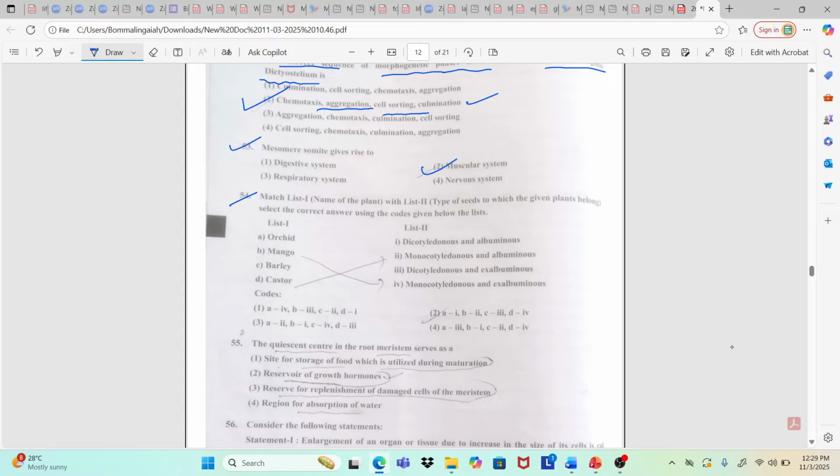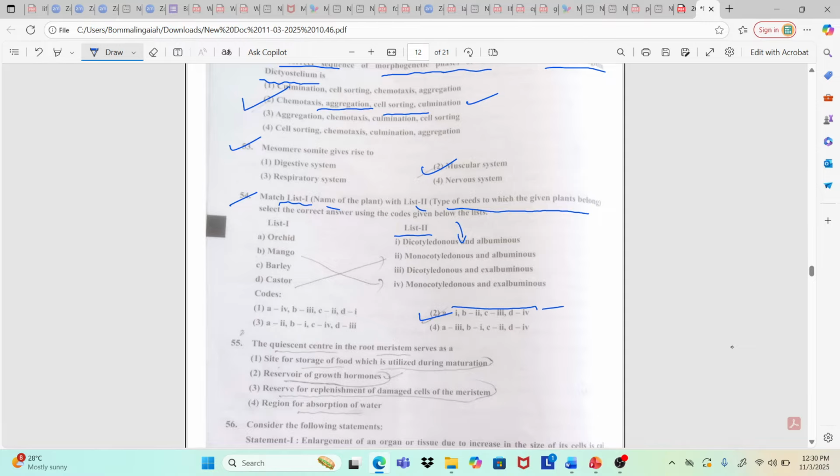The correct answer for this question is option number 2. Here, the type of seeds to which the given plants belong. In the first list, the names of the plants are given, and here list 2 is there. The correct option for this question is option number 2.